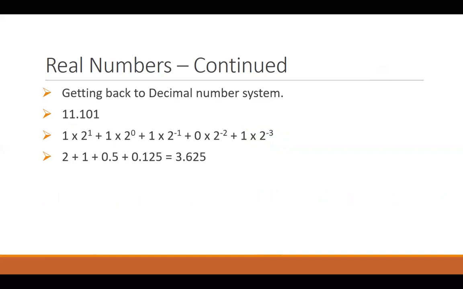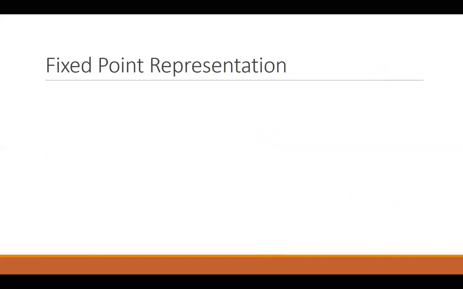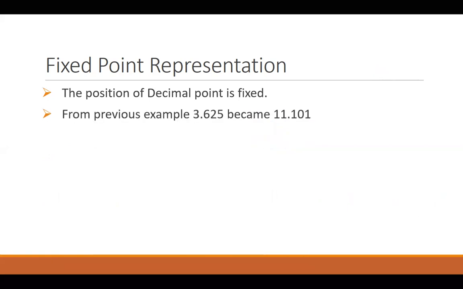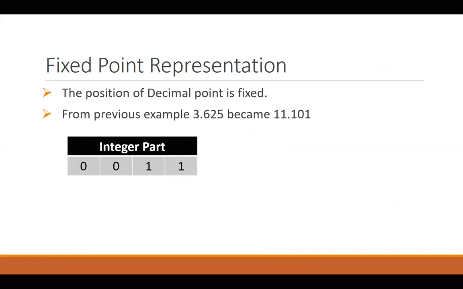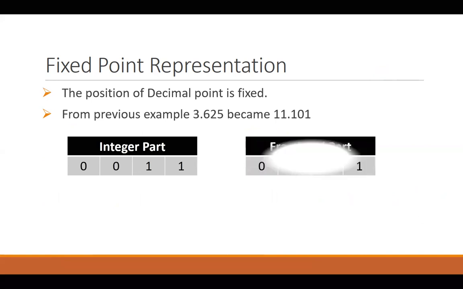And now let's talk about the fixed point representation. We call it fixed point because the position of the decimal point in binary, which would be called the binary point, would be fixed. From a previous example, if that was my value 3.625 and it became 11.101, you can very easily see that the integer part remains totally separate from the fractional part.